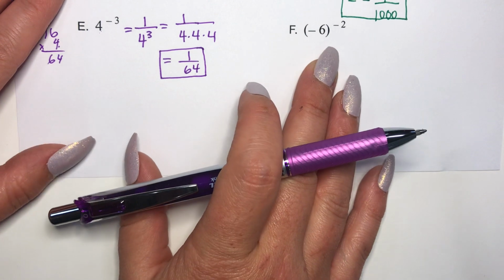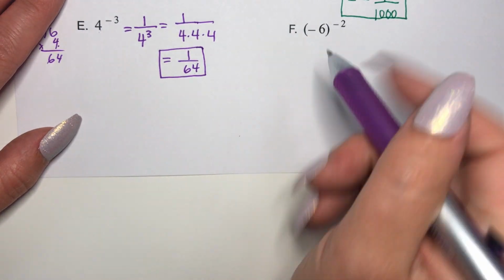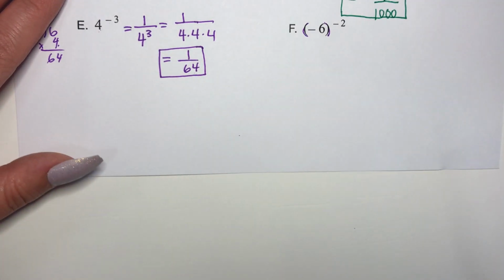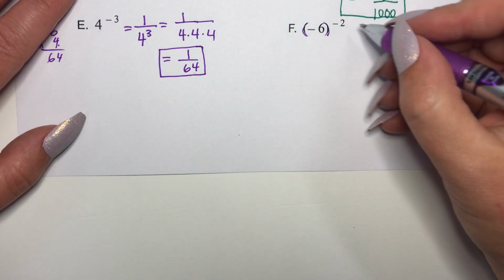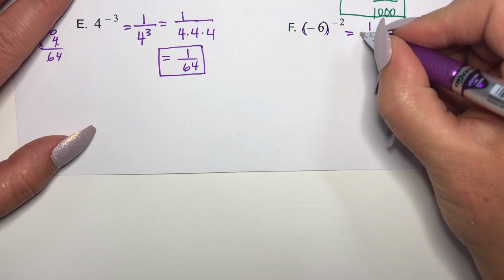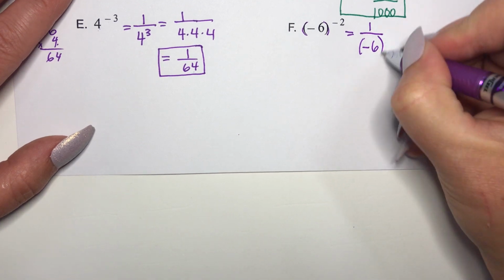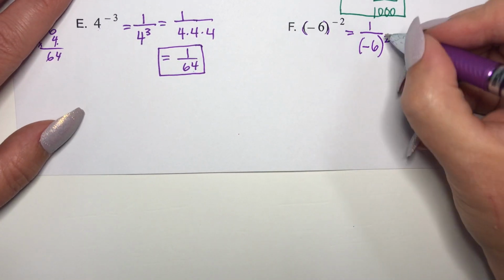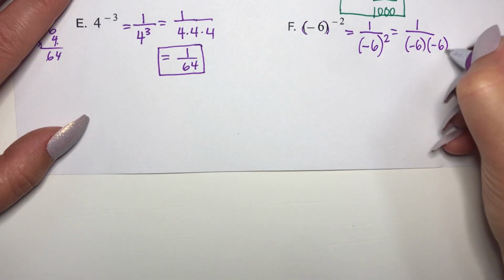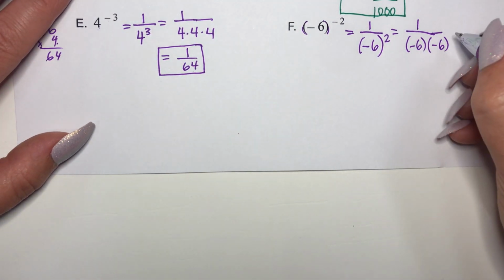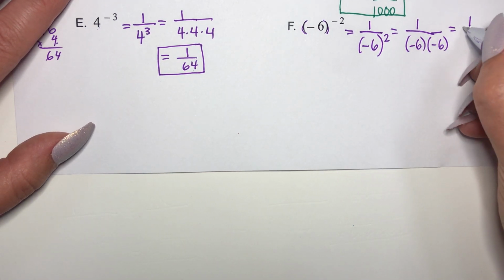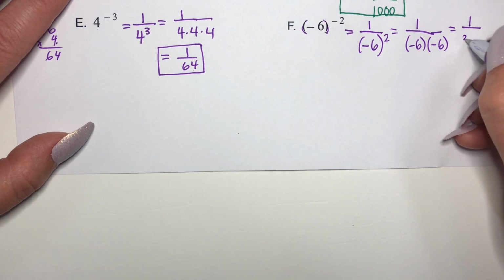Okay, let's see how you did on negative 6. And whenever there's these parentheses here, that means that the whole thing is raised to the negative 2 power. Okay, so we see that negative. So it's going to be the same thing as 1 over negative 6 raised to the positive 2, right? And this is the same thing as negative 6 times negative 6, which is the same thing as a negative times a negative is a positive. So 1 over 6 times 6 is 36.